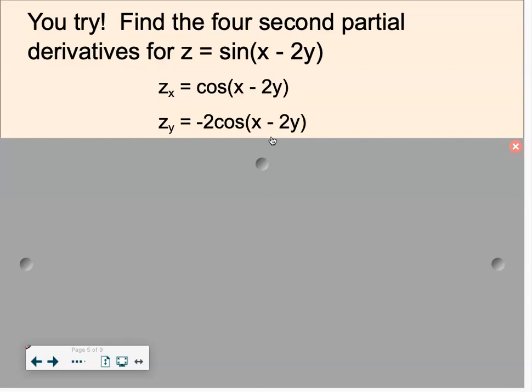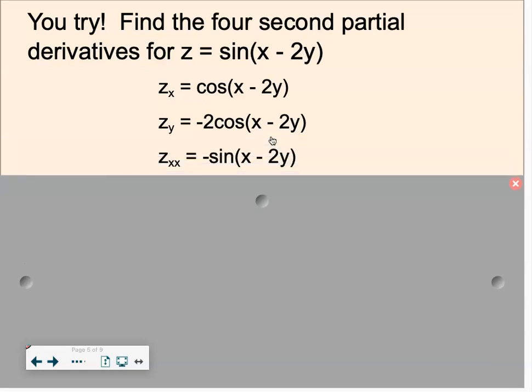Any questions on first partials? How did we do? Good. Got them okay? All right. Then you do your second partials. Z sub xx. So the derivative of cosine is negative sine, right? So negative sine of x minus 2y.